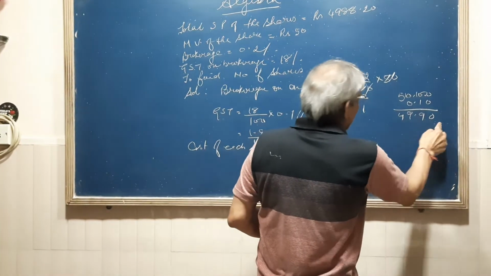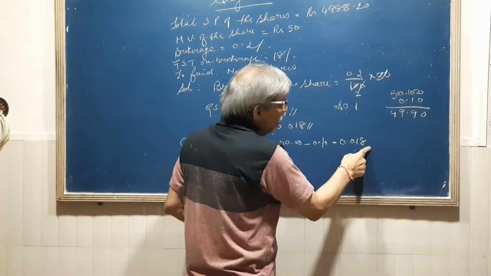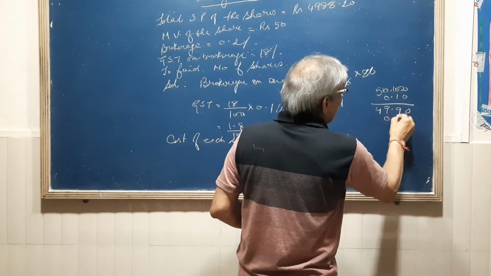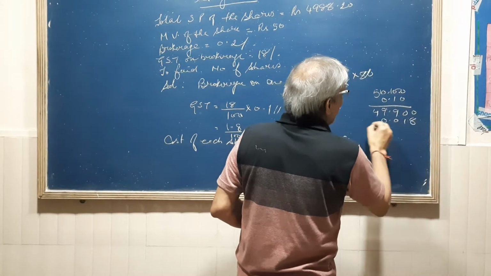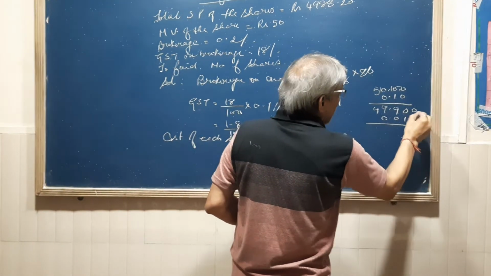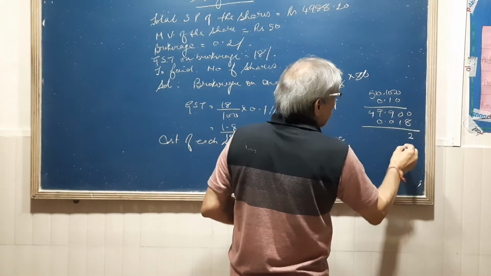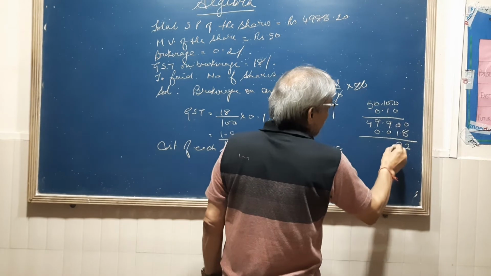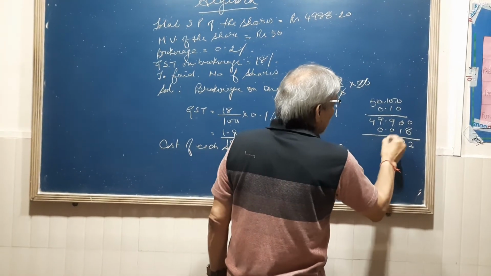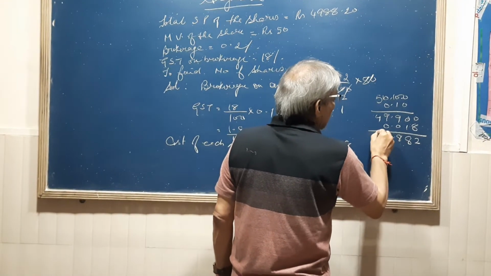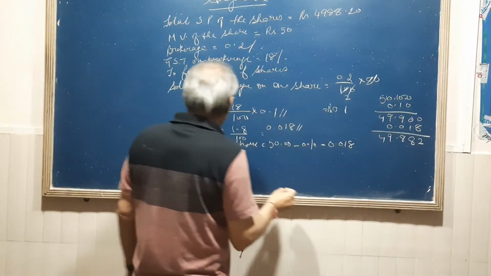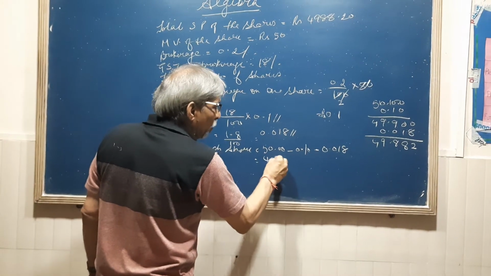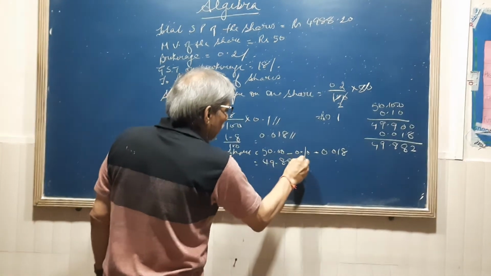So this is 49.90. From this you will subtract 0.018. Here goes 10. 10 minus 8 is 2. 9 minus 1 is 8. 9 minus 1 is 8. This is 9. This is 4. That means the value of each share is 49.882 rupees.